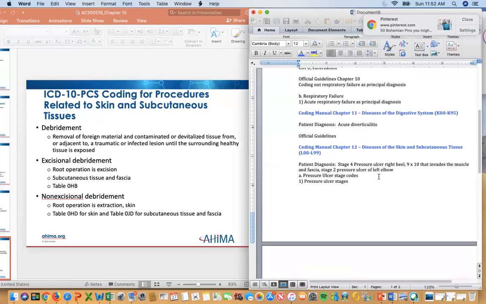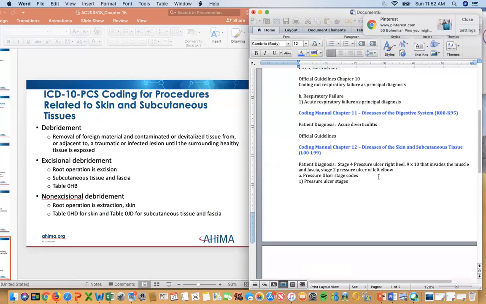You're going to be looking for pressure, and you'll see pressure and pressure in parentheses, pressure area. It says code L89.9 with a check mark saying it needs to have another digit. And then you will be able to code out your different stages then.